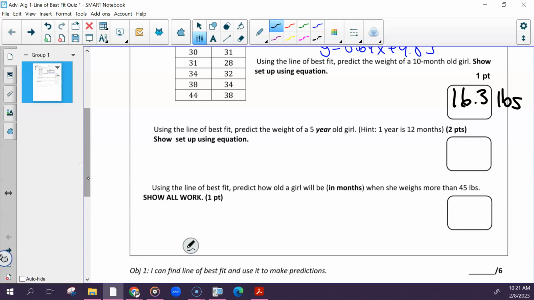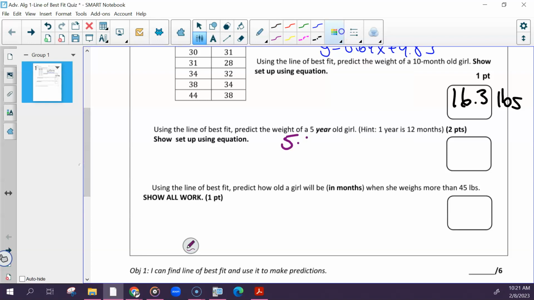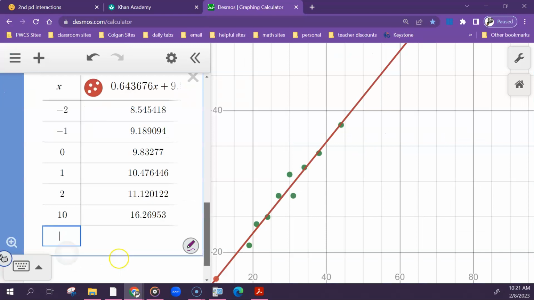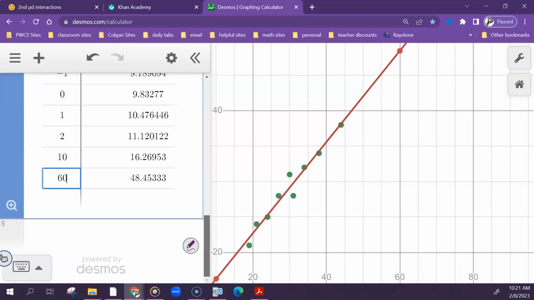For this one, you needed to tell me how many months was a 5-year-old. So multiply 5 times 12. That should have given you 60. So if you're using the table, you would be putting in 60. And seeing what that y value is, 48.45, 48.5, either of those was fine. And then pounds.